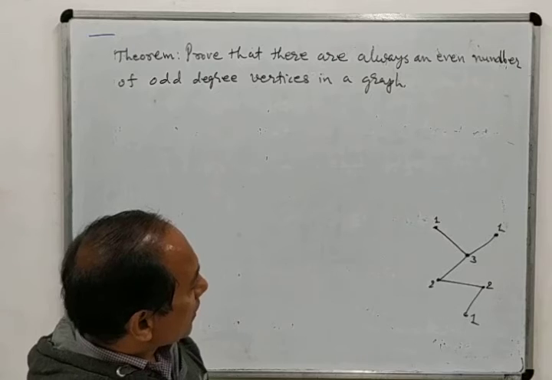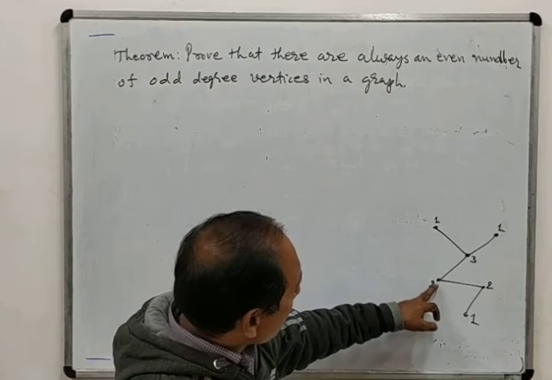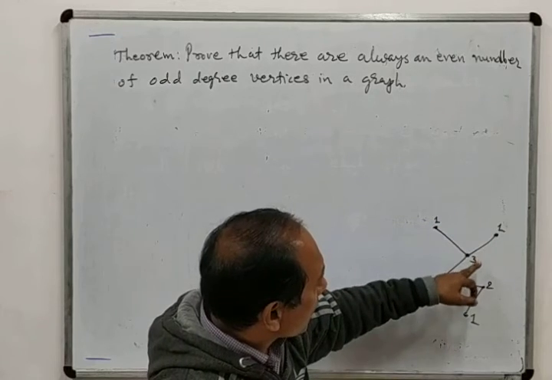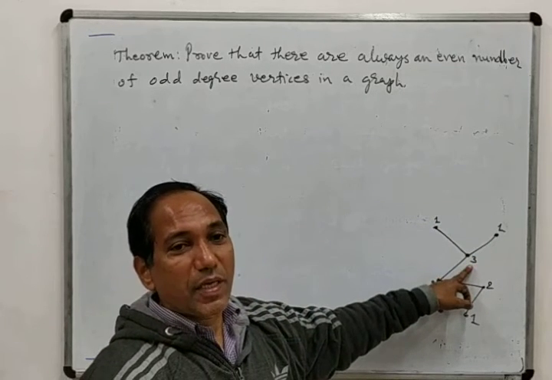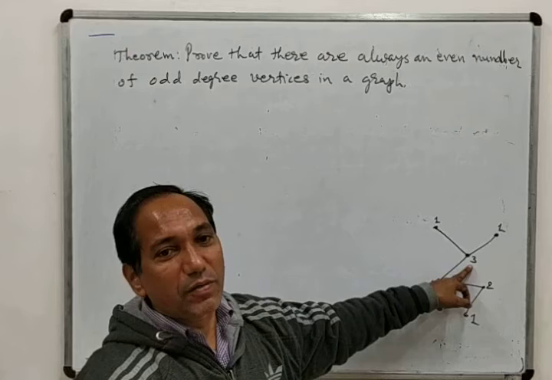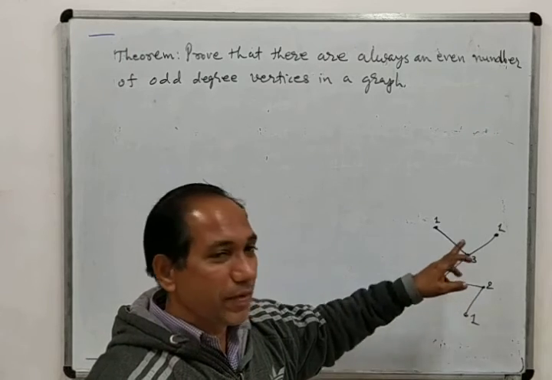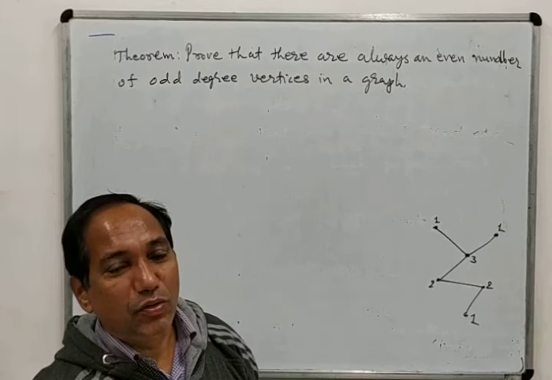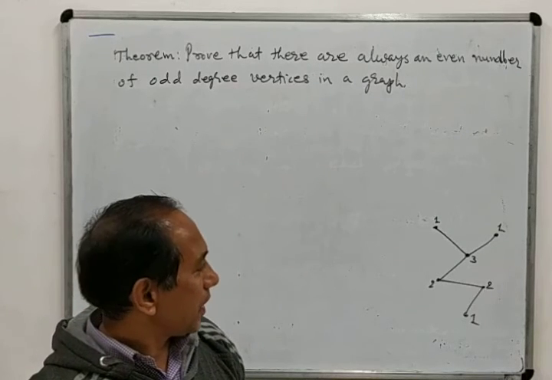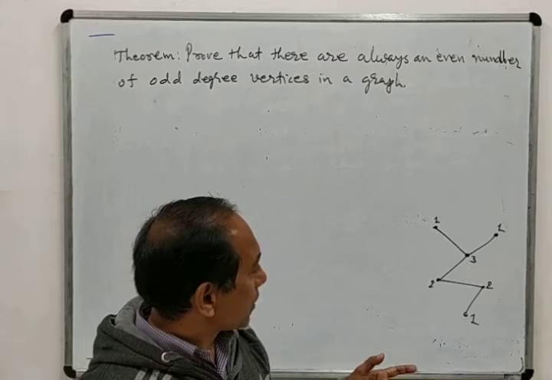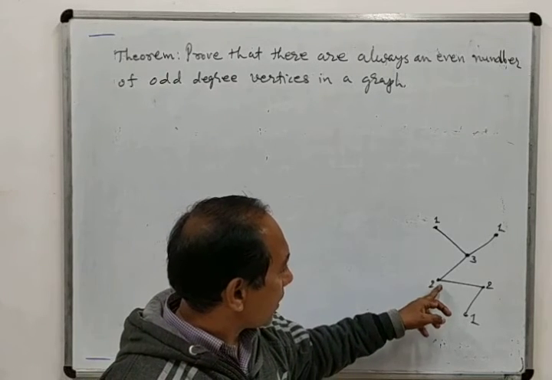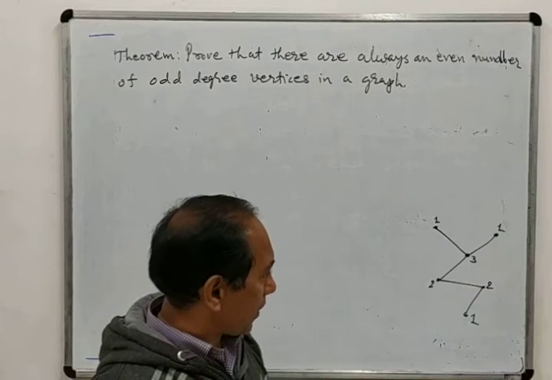So here we can see that this is even degree, this is even degree, but this is odd degree, this is odd degree, odd number. If the degree is an odd number, that means 1, 3, 5, 7, 9, etc., then we say that this is an odd degree vertex. And if the degree is 2, 4, 0, 6, 8, then we say that they are even degree vertices. So these two are even degree vertices.